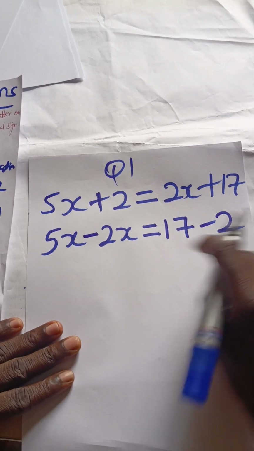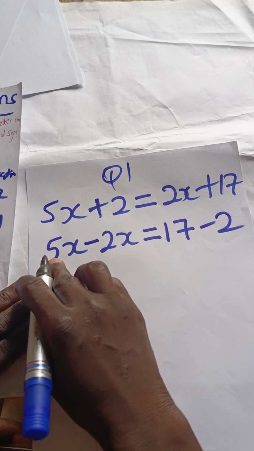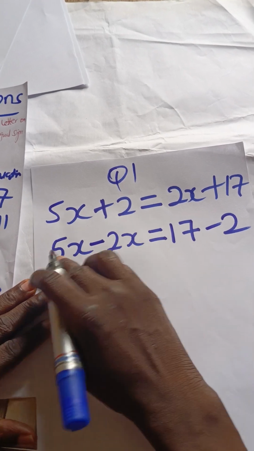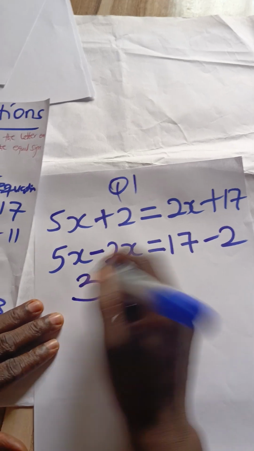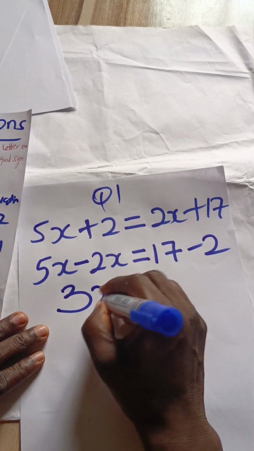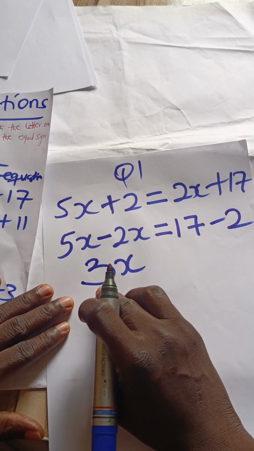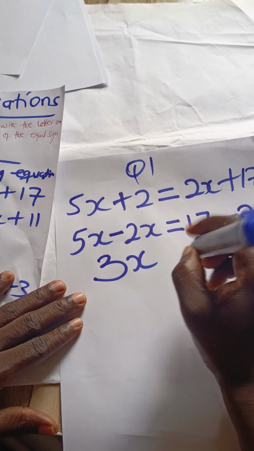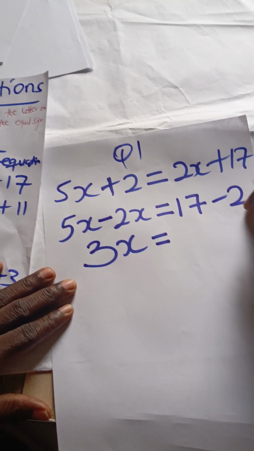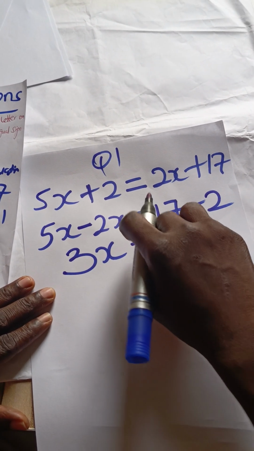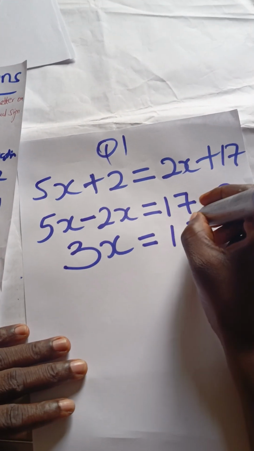Right. So now let's subtract the 2 from the 5. Forget about the x. Let's subtract the 2 from the 5. So 2 from 5, we are going to get 3. Then you bring your x. So that means when we subtract 2x from 5x, we are going to get 3x. Then you bring your equal sign here. So we are going to also subtract the 2 from the 17. And 17 minus 2 will give us 15.